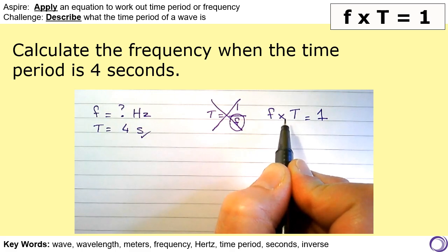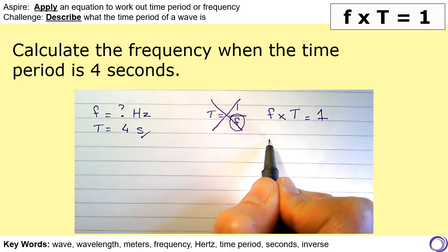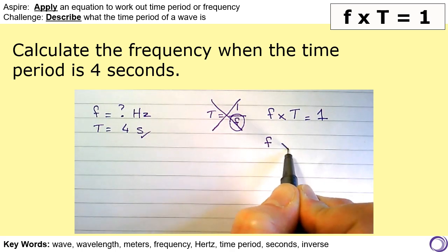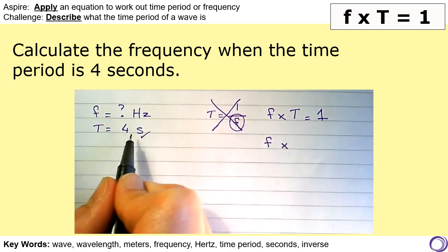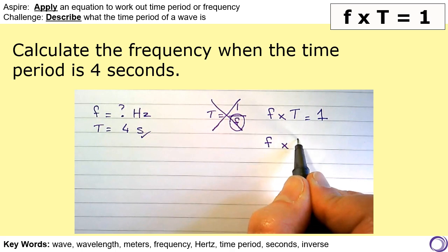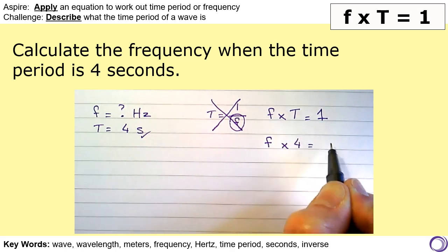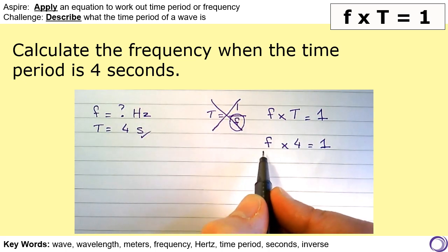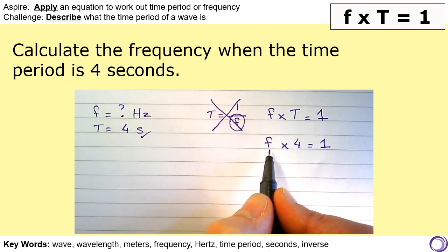So I'm now going to substitute my numbers in. Frequency is my unknown, so I'm going to write f again. And I'm going to multiply it by the time period, which is 4. And that is equal to 1. Now, frequency is what I'm trying to find, so I need that to be the subject of the equation. That means it needs to be by itself on one side of the equation.